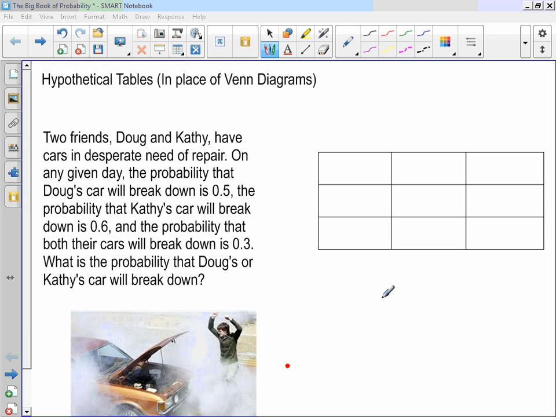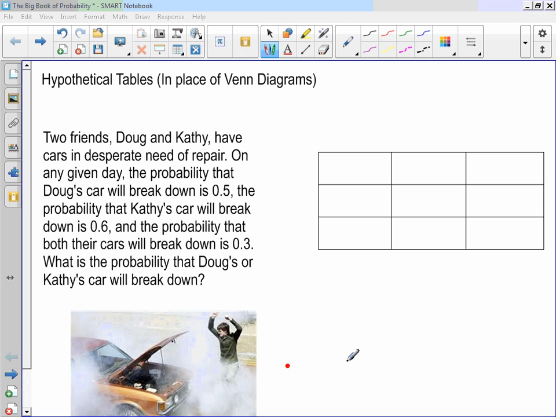So first of all, let's go through this hypothetical situation. It says two friends, Doug and Kathy, have cars in desperate need of repair. On any given day, the probability that Doug's car will break down is 50%. The probability that Kathy's car will break down is 60%. The probability that both cars will break down is 30%. What is the probability that Doug's or Kathy's car will break down?